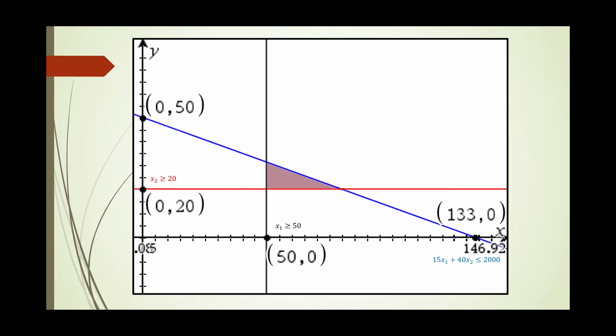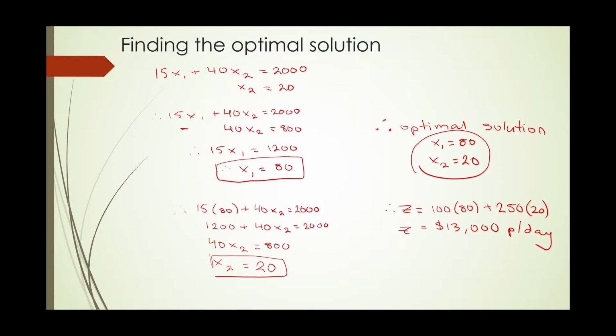And our optimal solution will be right here in the intersection between x2 greater than 20 and the production constraint. So finding the optimal solution, we saw before that the optimal solution lay in the intersection between the production constraint and the desktop computer constraint. By using simultaneous equations, we can solve for our x1 and x2 values here and here. And therefore our optimal solution is x1 equal to 80 and x2 is equal to 20. And our optimal z value turns out to be $13,000 per day.